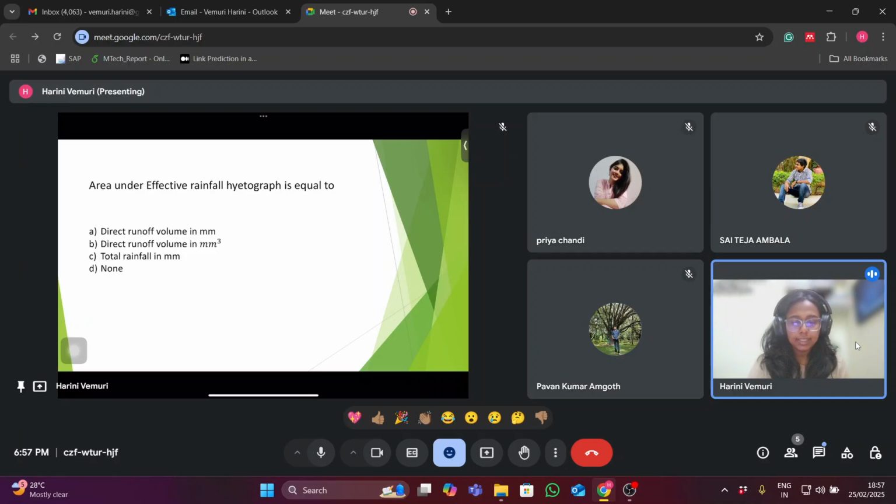So the next question is, the area under effective rainfall hydrograph is equal to. So the rainfall hydrograph, how do we calculate? Suppose we have a hydrograph. That means total precipitation intensity versus time. Okay, rainfall intensity versus time is the hydrograph. What does effective rainfall hydrograph mean? Suppose we have the phi index over here, we'll draw the phi index and then this will be our excess rainfall hydrograph.